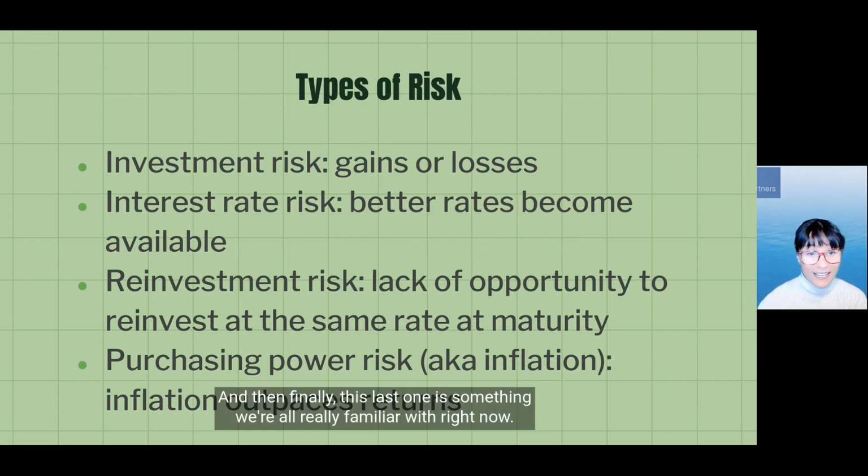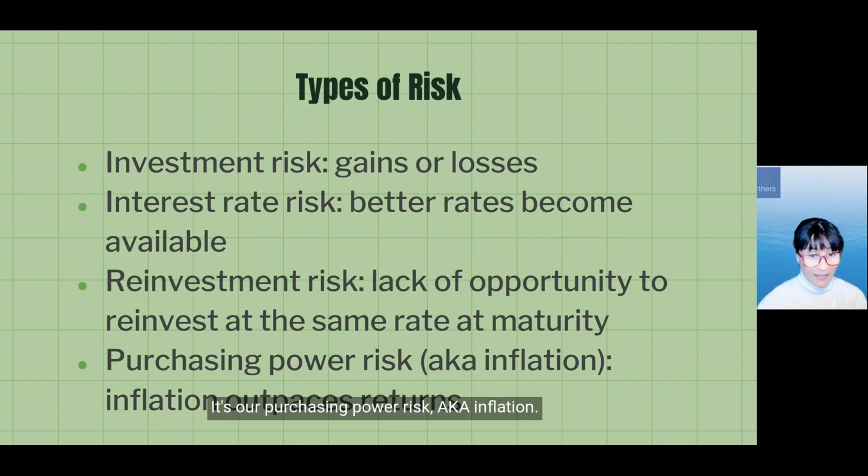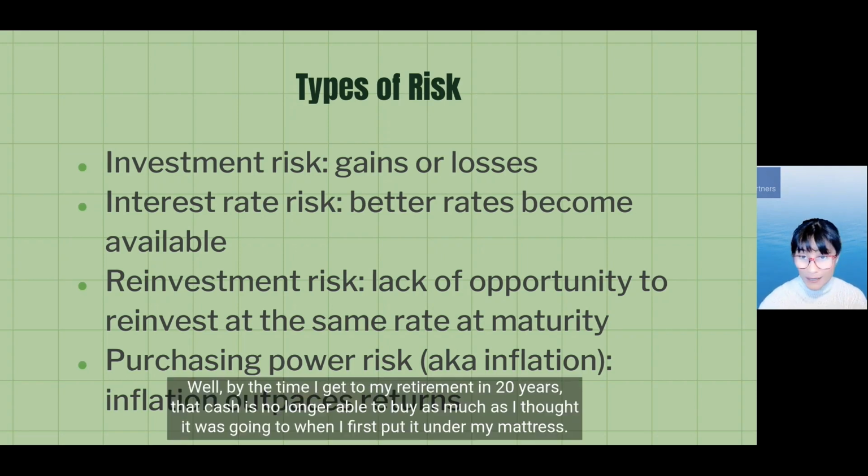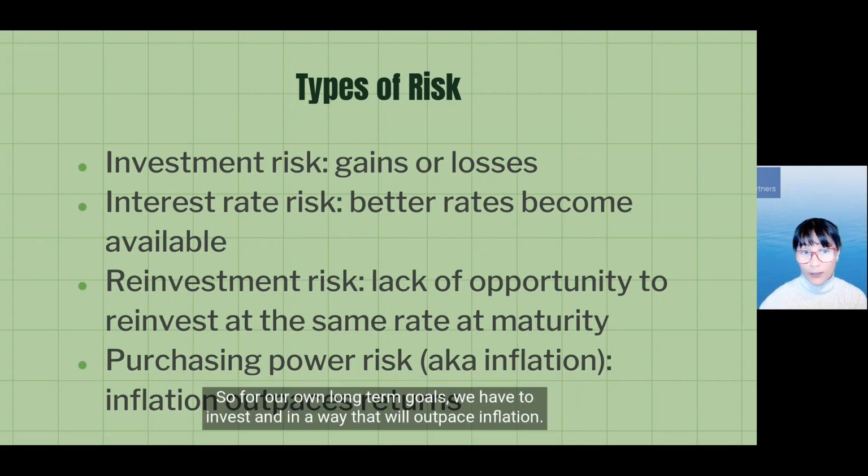And then finally, this last one is something we're all really familiar with right now. It's our purchasing power risk, aka inflation. So what if inflation outpaces returns, right? If I take my cash and I put it under my mattress to save for my retirement, well, by the time I get to my retirement in 20 years, that cash is no longer able to buy as much as I thought it was going to when I first put it under my mattress. So for our own long-term goals, we have to invest in a way that will outpace inflation.